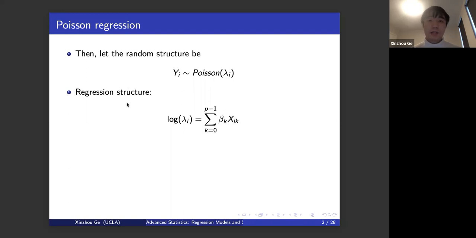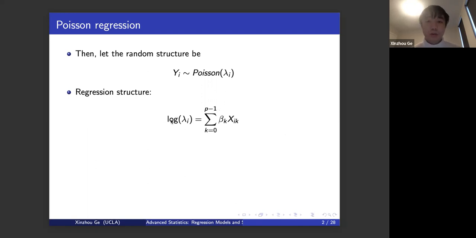And the regression structure will be that the log of lambda_i is a linear combination of the predictors. So if we have p minus 1 predictors, this will be the formula, the sum of beta_k times x_ik, where k from 0 to p minus 1.